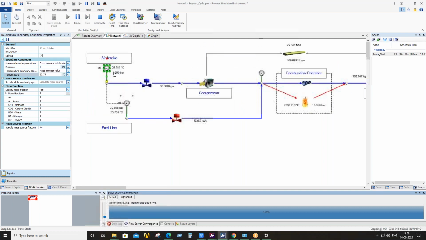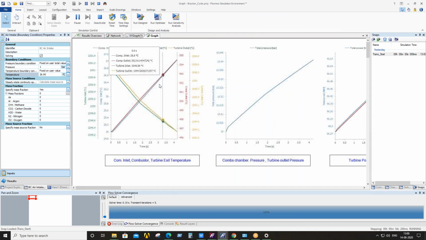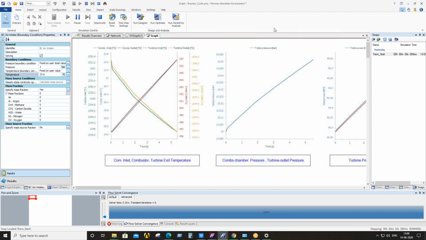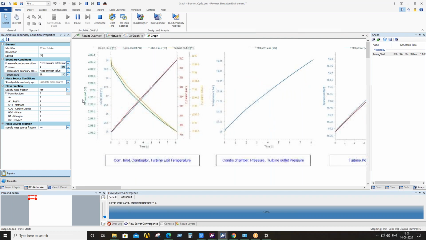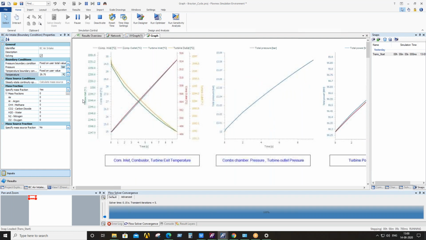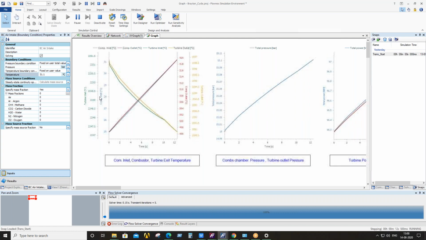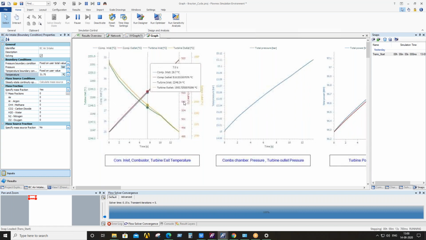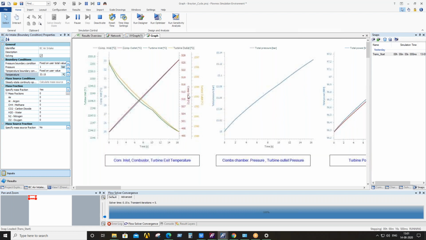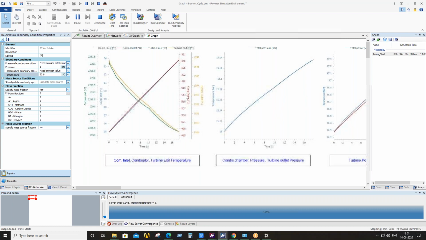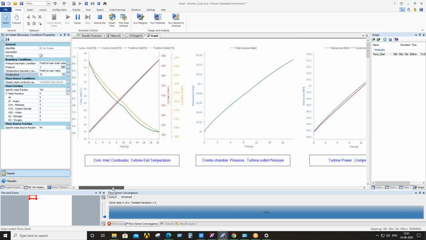So you can see the temperature is now rising, and if you see the graph, the turbine inlet temperature is increasing as the inlet temperature of the compressor is also increasing. The turbine outlet temperature curve and the compressor outlet temperature are also increasing as the atmospheric temperature increases.